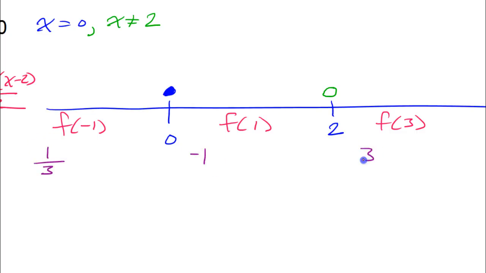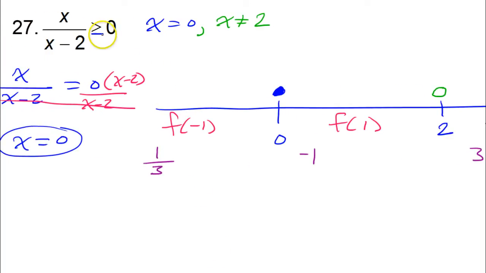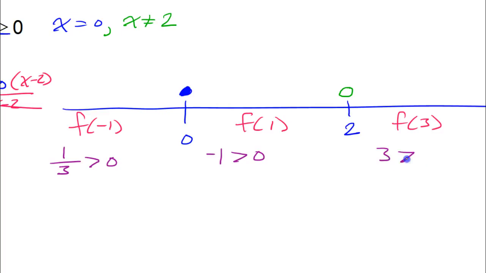Now this time we want to know whether or not these values are greater than 0. So is this greater than 0? Is this greater than 0? Is this greater than 0? Now 0 is easy because anything positive is greater than 0. Anything negative is less than 0. Alright, so these are the true statements.